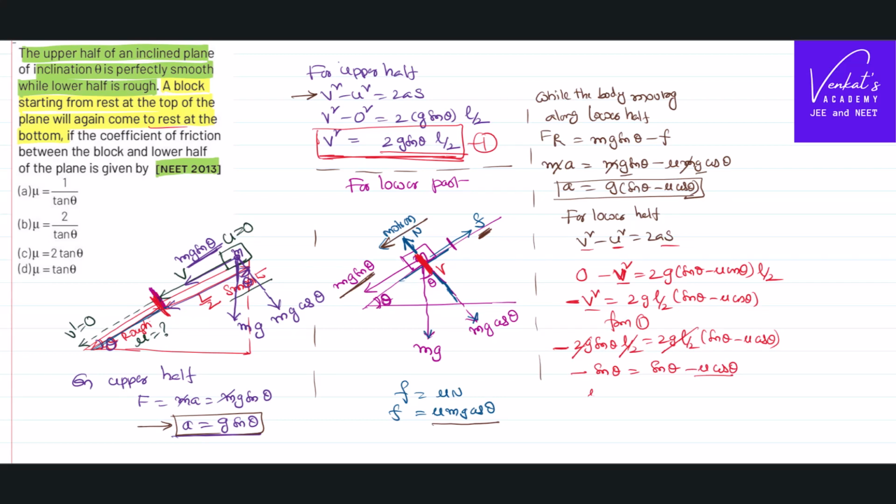Take this mu cos theta to the other side, it becomes positive. Take this minus sin theta to the other side, that also becomes positive. That is 2 sin theta. So mu equal to sin theta by cos theta, that is tan theta. Of course, there is a 2, right? 2 sin theta by cos theta, that is 2 tan theta. So your answer for mu is 2 tan theta. That's what you are expected to find out. That's what your answer is. Answer C is the option for this problem.